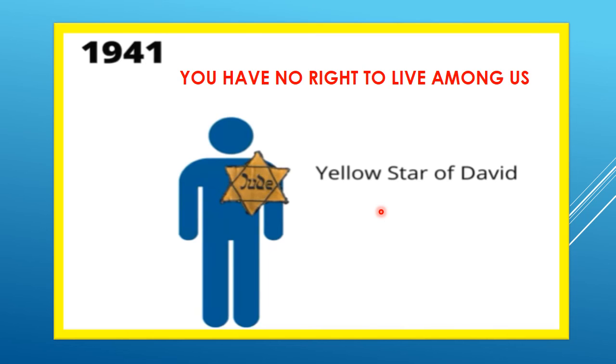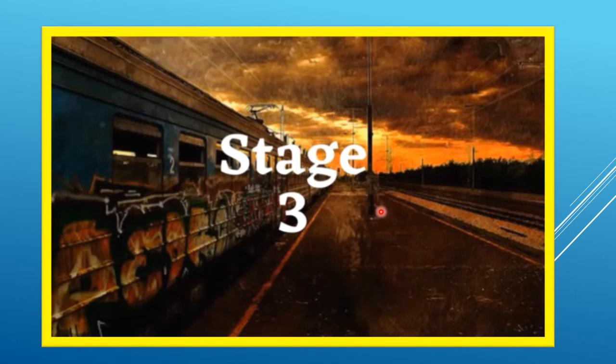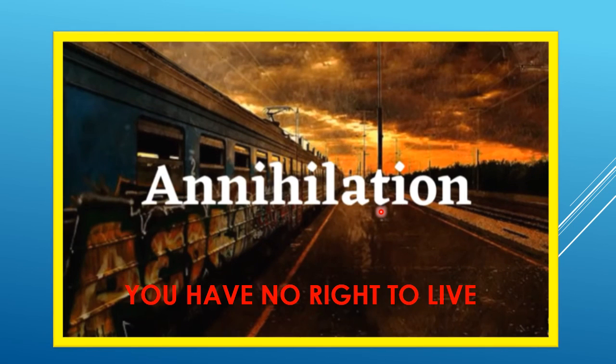Even the Jews had to wear a yellow star, which was called the Star of David. This was an identity mark which was stamped on their passports, on their legal documents, and even on their houses. Now let us look into the third stage of death. The third stage of death was annihilation. That means the Jews had no right to live.